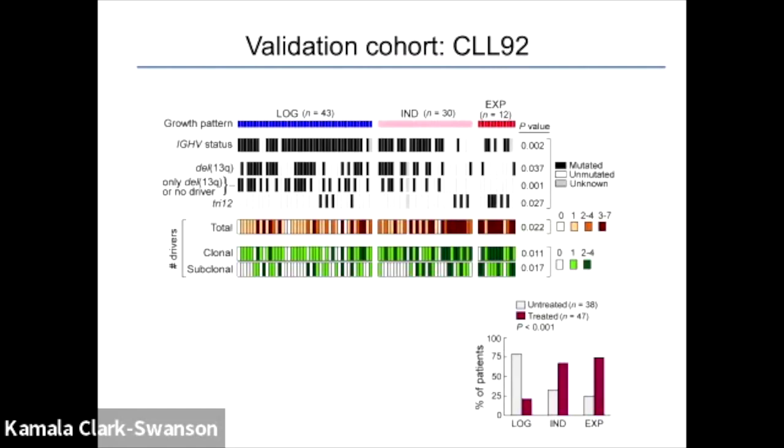So this is all to say that what we intuitively would expect, we do see in the data, and that is that logistically growing CLLs tend to be less aggressive, and that is seen here by the fact that they need treatment much less than exponentially growing CLLs. And there seems to be a genetic basis for this, and that is that logistically growing CLLs have a smaller number of drivers compared to exponentially growing ones.